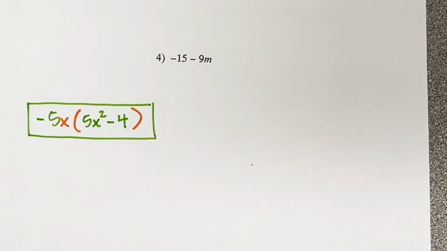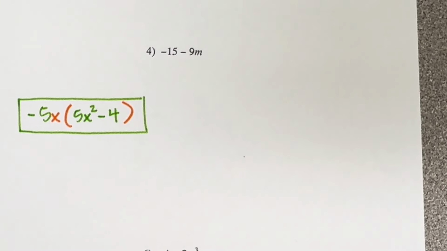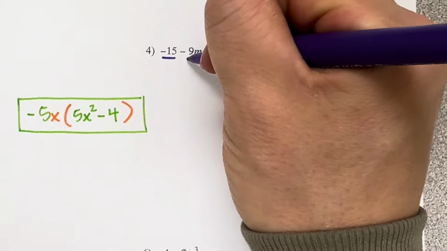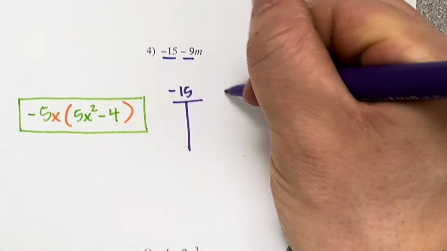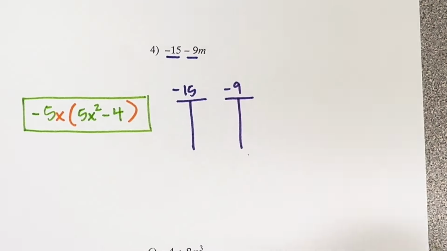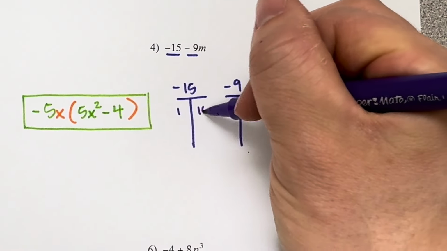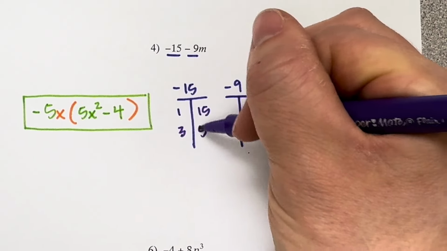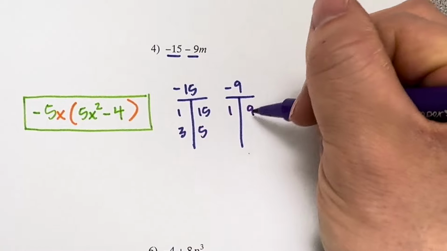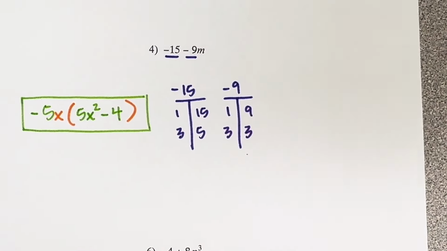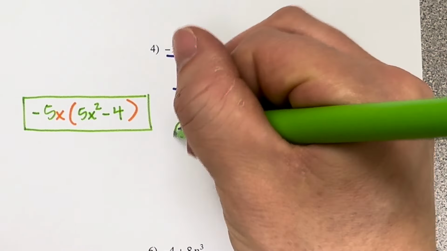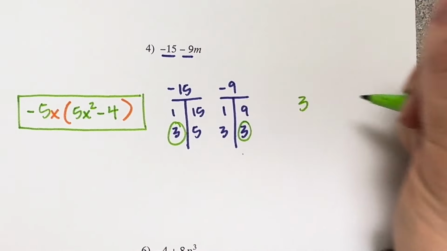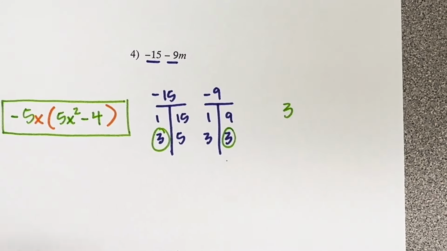Beautiful. Let's keep going. Number 4. I have negative 15 and negative 9. I'm not going to worry about the negatives just yet. So 15: 1 times 15, and 3 and 5. 9: 1 times 9, 3 times 3. My greatest common factor on both of these lists is 3. So 3 will be part of my greatest common factor.